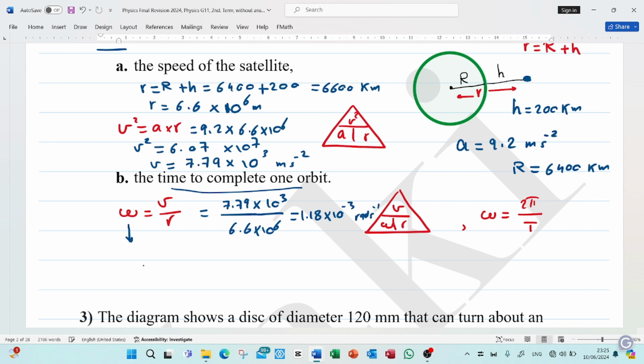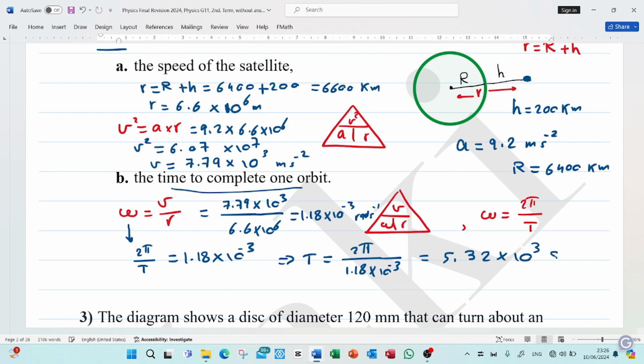Now, omega is 2 pi over T. So 2 pi over T equals 1.18 multiply 10 power negative 3. Rearrange this formula to get T. So T equals 2 pi divided by 1.18 times 10 power negative 3. By using calculator, the answer is 5.32 multiply 10 to the power 3. The unit of time period is second.